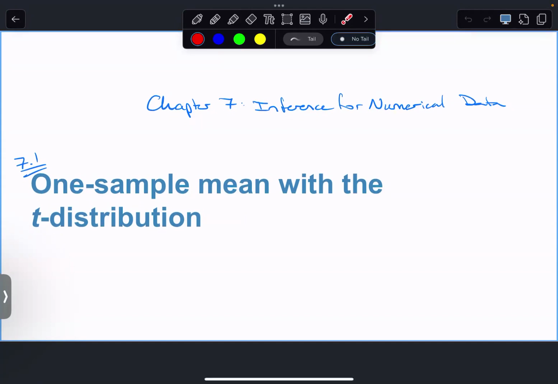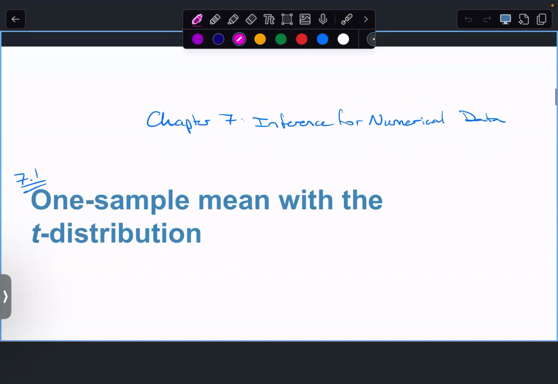So, one sample mean with a t-distribution. We've been using the t-table already, so we know how it works, but now we're going to use the whole kit and caboodle. One thing that I almost forgot to mention is we're going to do one sample mean today, and then I will post a video that I recorded a long time ago, but it's going to be on 2 sample means.